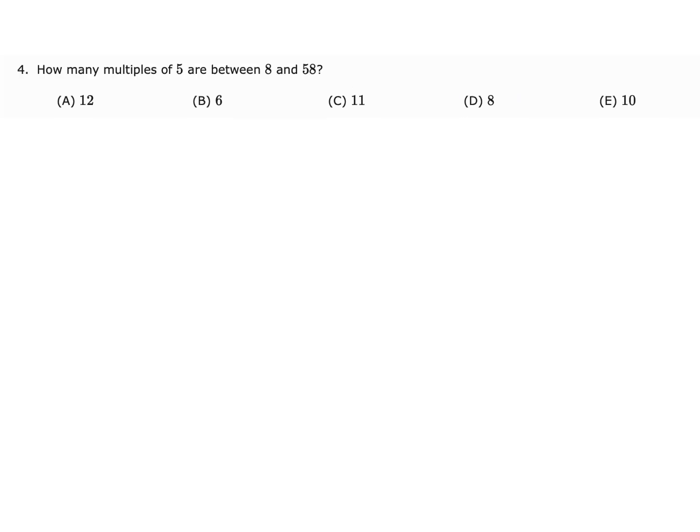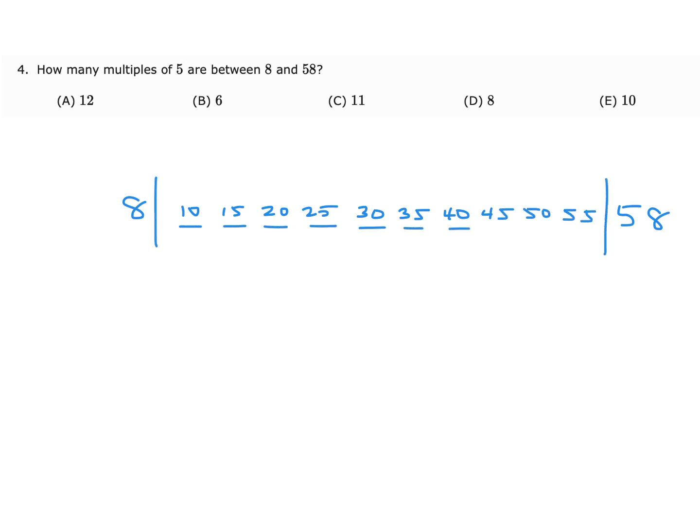How many multiples of 5 are between 8 and 58? Okay, so here's 8, and we'll put the 58 way out there. So let's put in multiples of 5. So we got 10, 15, 20, 25, 30, 35, 40, 45, 50, 55. In between these guys, right? So 1, 2, 3, 4, 5, 6, 7, 8, 9, 10. 10 is the answer, and therefore that would be E.